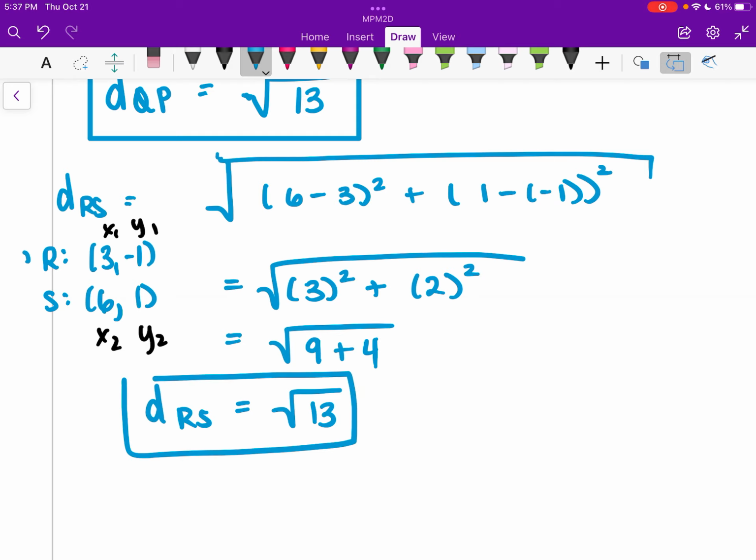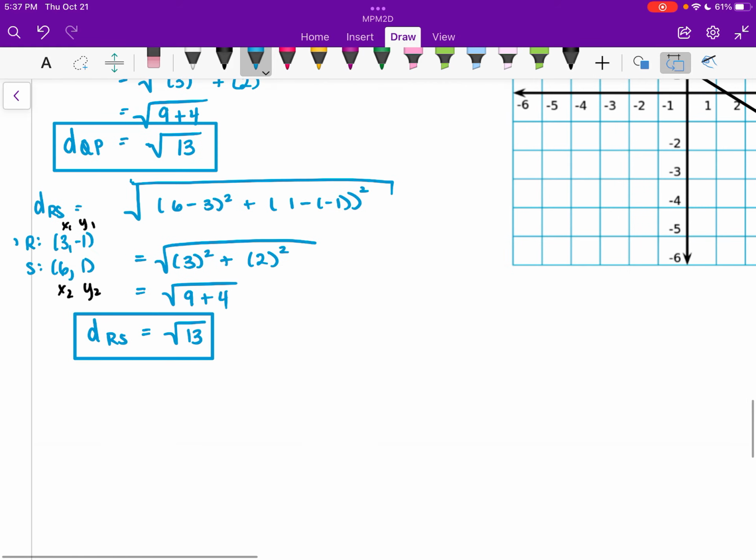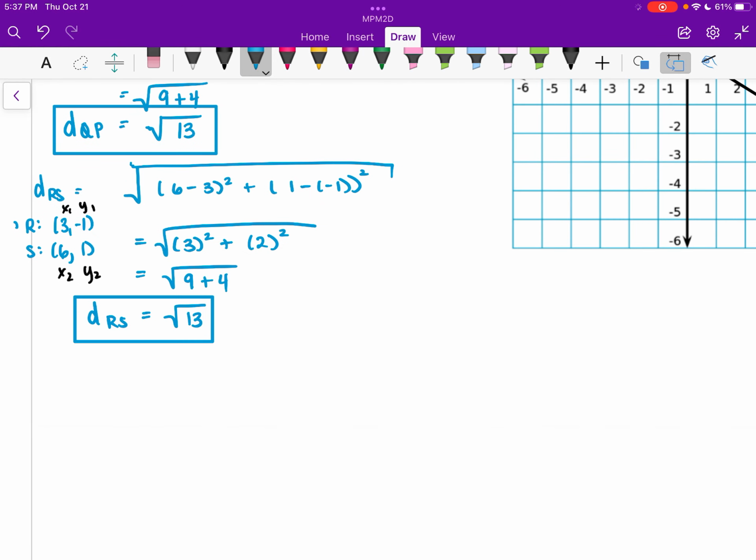Again, you can go ahead and simplify this. I'm just leaving it like this for now. Notice how they're the same. Let's keep going. So now we found PQ. We found RS. Now let's go and find QR, right?